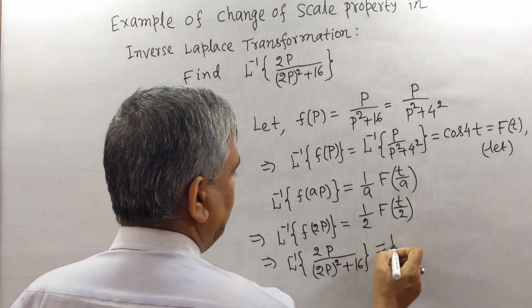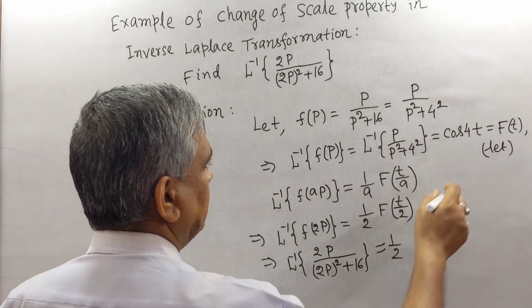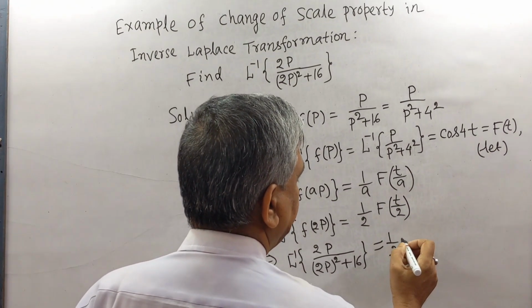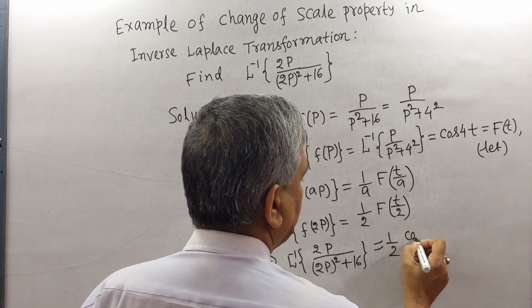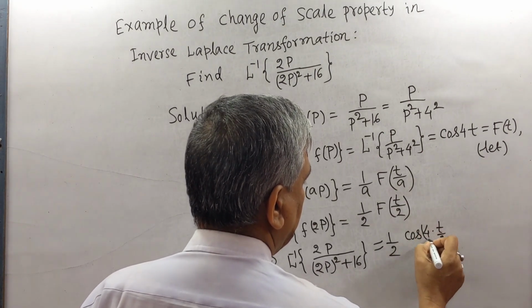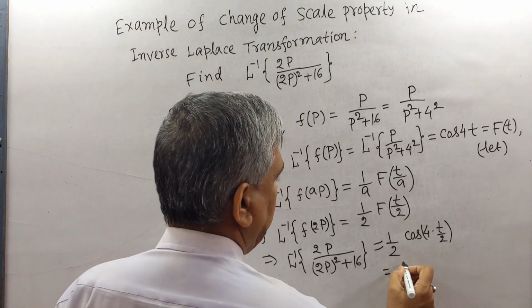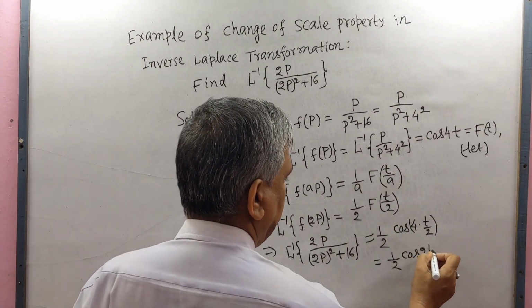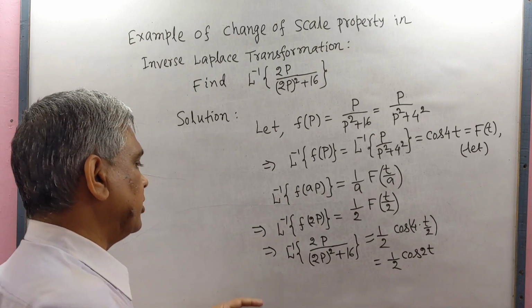Equal to 1 by 2 f(t by 2), equal to cos 4 into t by 2, equal to half cos 2t. This is the required result.